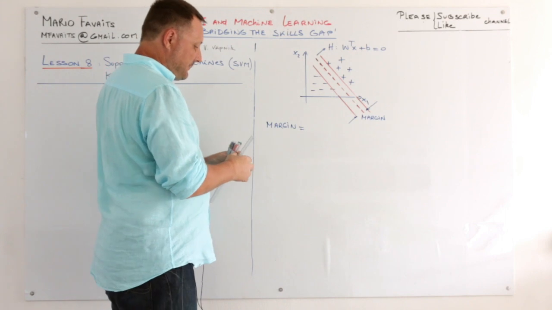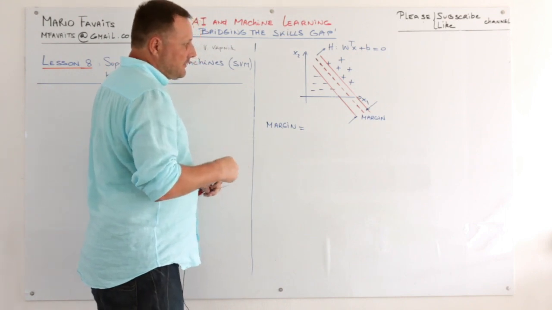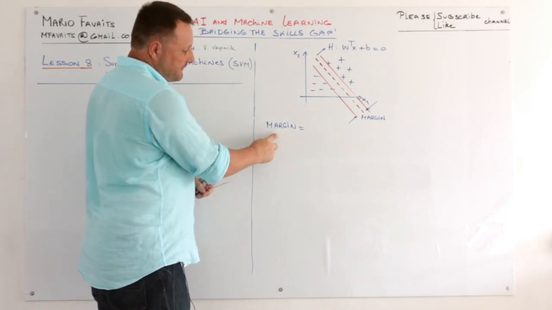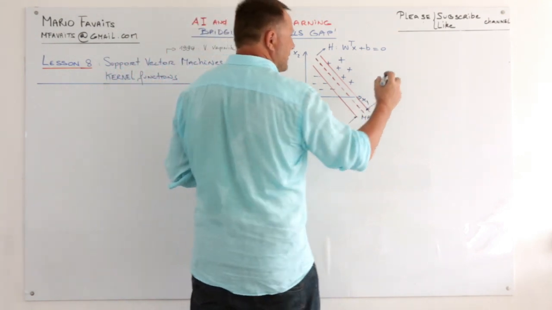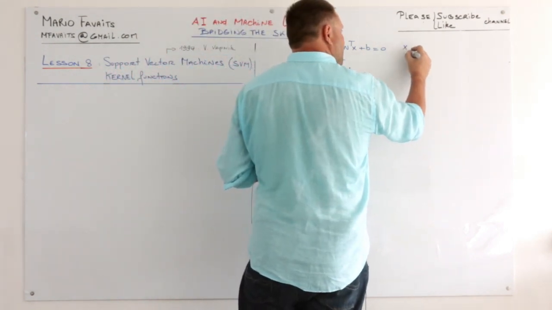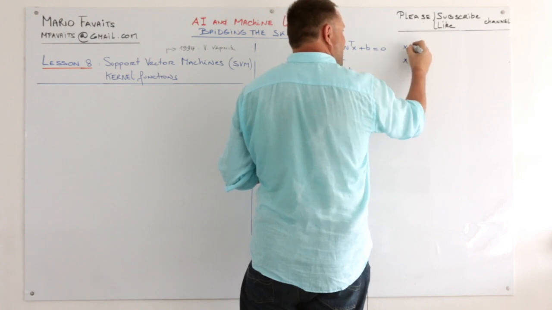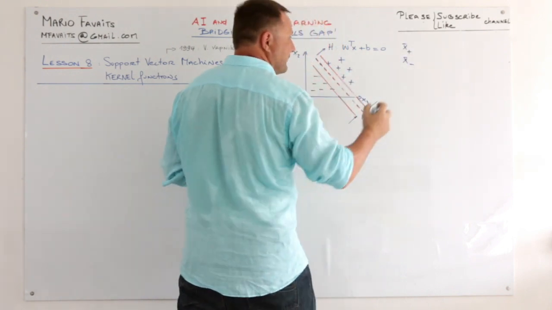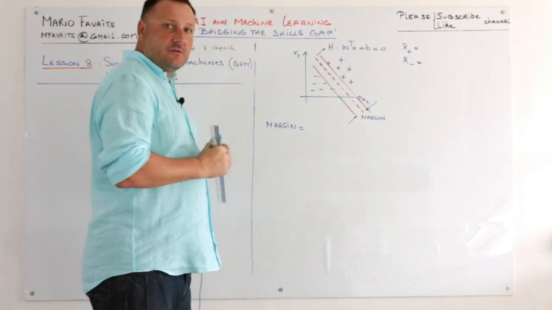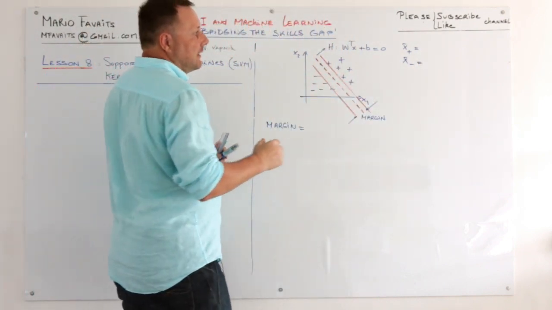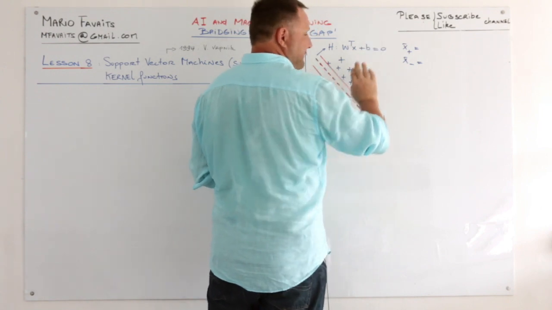Alright, I cleaned up a little bit and now we're gonna try to find an expression for the margin. We will define two vectors, x plus and x minus. And these vectors are on the positive side.